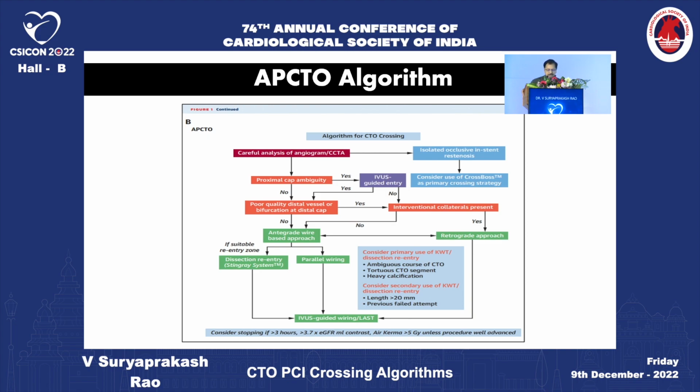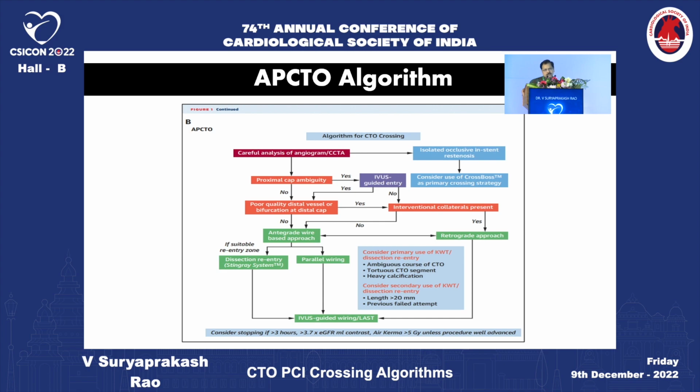But later, IVUS-guided entry is now the modality which many people prefer, particularly in antegrade procedures. IVUS-guided entry can be made to puncture the proximal cap by putting a side branch. You need a good side branch to accept it, and the catheter selection is also very important. The tip to transducer distance of 2.5 millimeters is ideal.